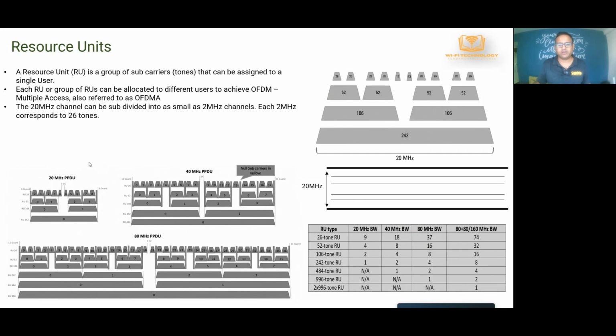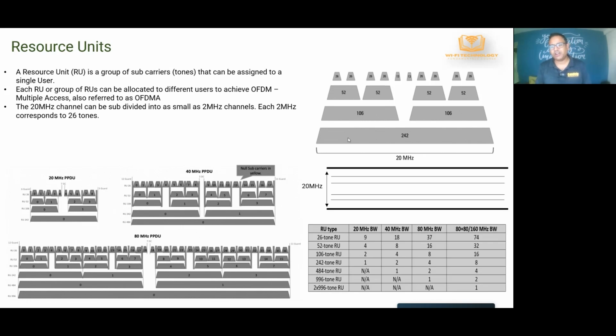So with OFDMA, what we're saying is, okay, the 20 megahertz bandwidth can be one chunk, or what we refer to as one resource unit, that uses all the subcarriers or all the tones. We're going to use the word tones instead of subcarriers, interchangeably. So all 242 tones, if you remove the pilot tones and things like that, are available for data information. So all of them can be used as one resource unit by one device. That is the standard communication.